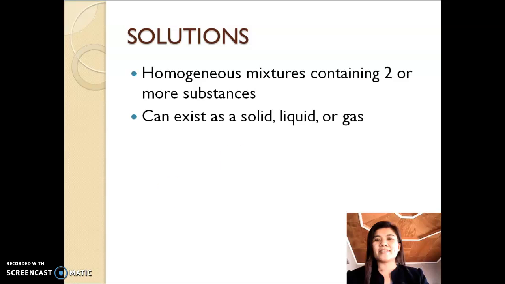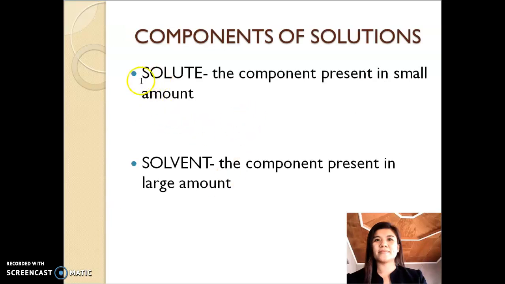Okay, and we have components of solutions. So solute is the component present in small amount, and we also have the solvent, the component that is present in large amount. So other books mention this as the major component for the solvent and the minor component for the solute. Alright, so just take note of that. And some books also mention that solute is the one we are going to dissolve, and the solvent is the one that will do the dissolving.